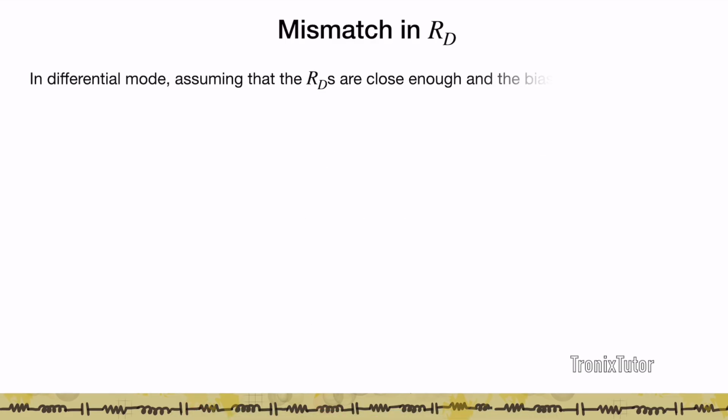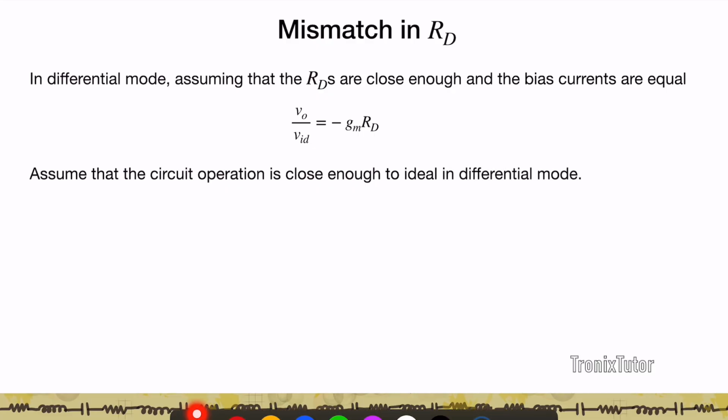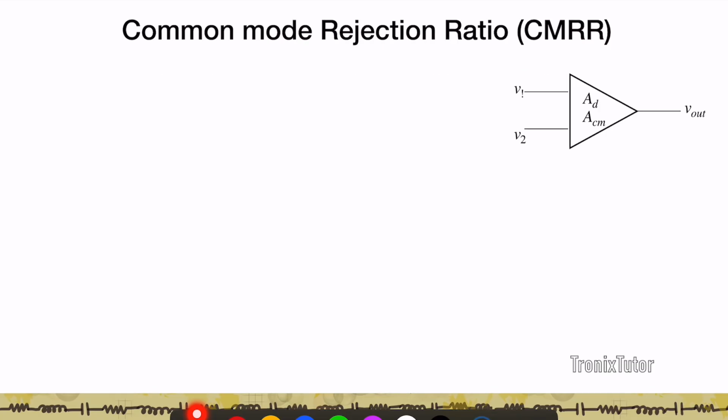Now let's look at what happens to the differential gain. So again, here in differential gain, if I assume that my delta RD is very small, then I can treat this circuit as very similar to a standard ideal differential pair, in which case my VO by VID is going to be minus GM RD. And here what we're doing is we're saying that this value of delta RD is very small and therefore I can think of the differential mode as directly similar to that of the ideal differential amplifier. So a little bit about the figure of merit.